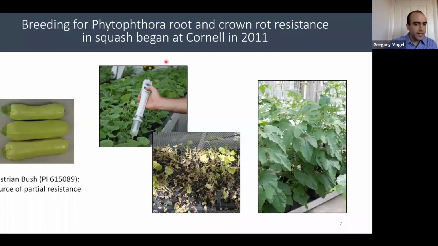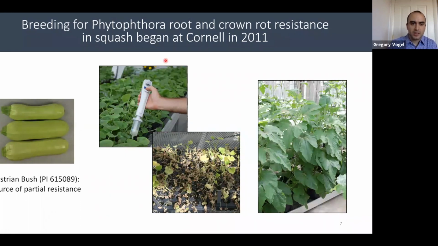So Michael and some other members of his lab identified a couple of accessions of squash that seemed promising as sources of partial resistance to Phytophthora root and crown rot, including this squash you see on the left of the screen, which is a Middle Eastern type squash, sometimes called a gray zucchini or a vegetable marrow. So these accessions were crossed with more horticulturally adapted lines representing different market classes.